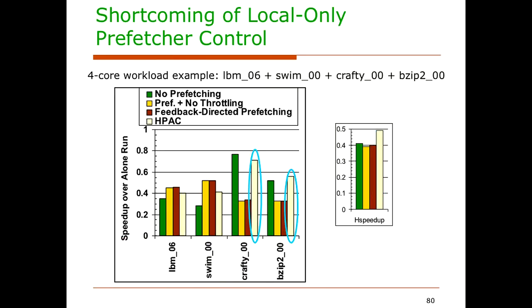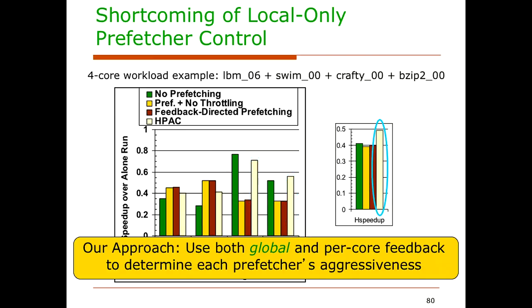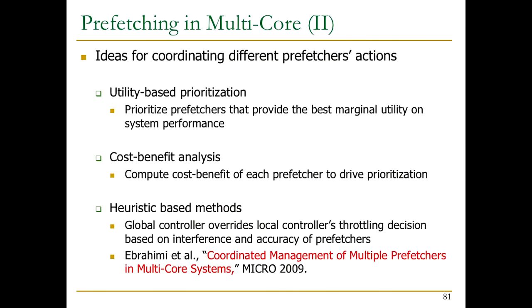But basically, what this is trying to show is if you do local-only control, you actually can lose performance. Local-only control that's not aware of the interference that's happening between the cores, however good it may be as a local decision, it's not good enough. It loses performance. In fact, you don't even want to control your prefetcher if the control that you're adding is going to lose performance, right? Okay. So basically, how do you actually coordinate different prefetchers' actions?